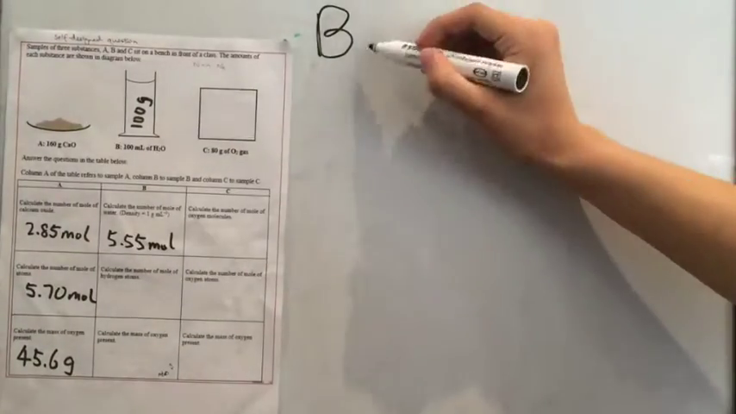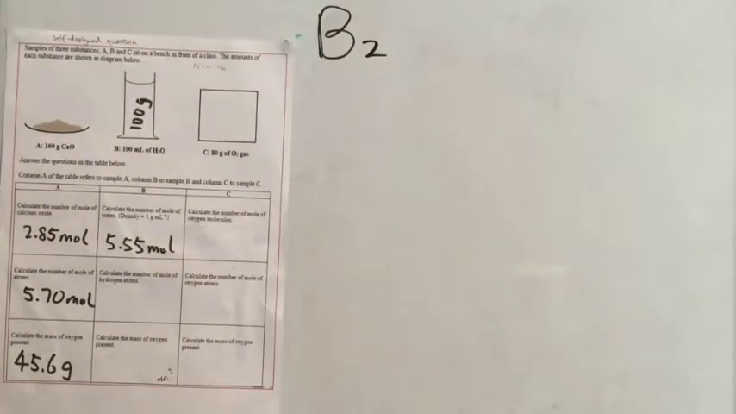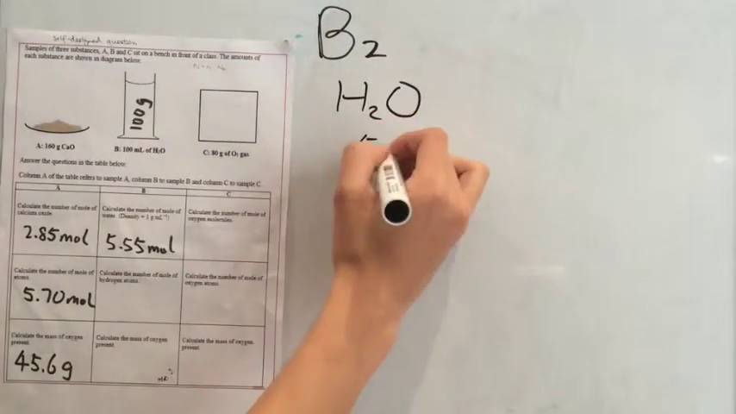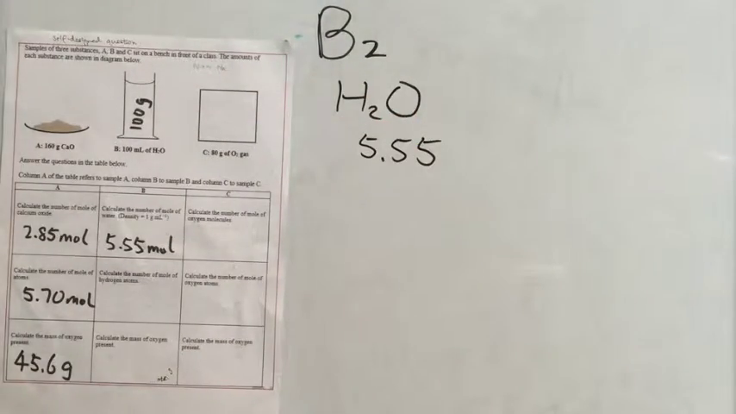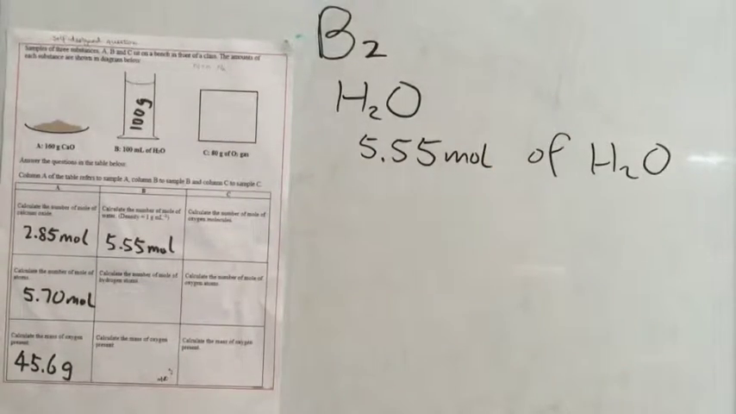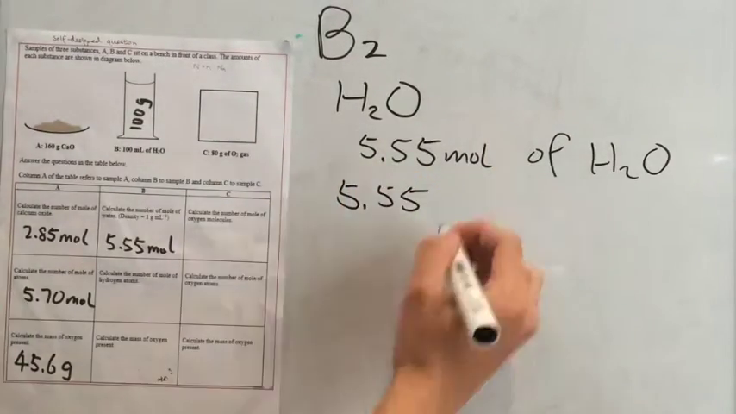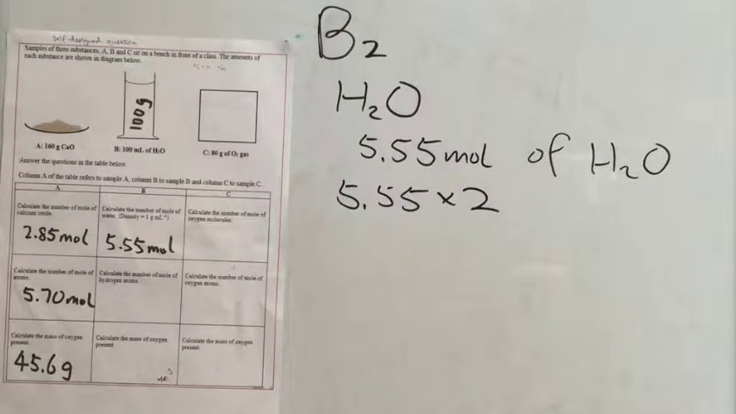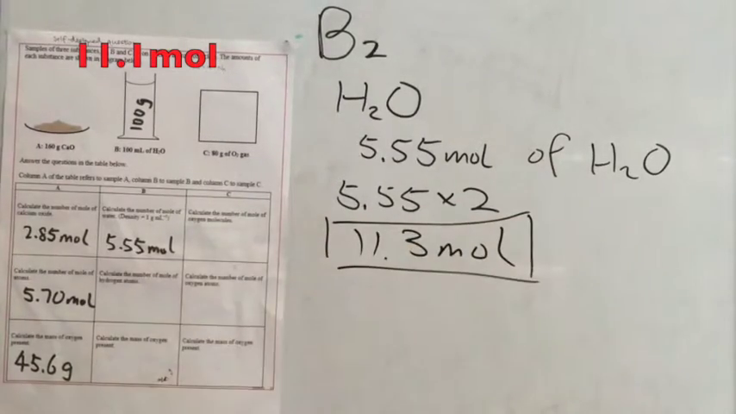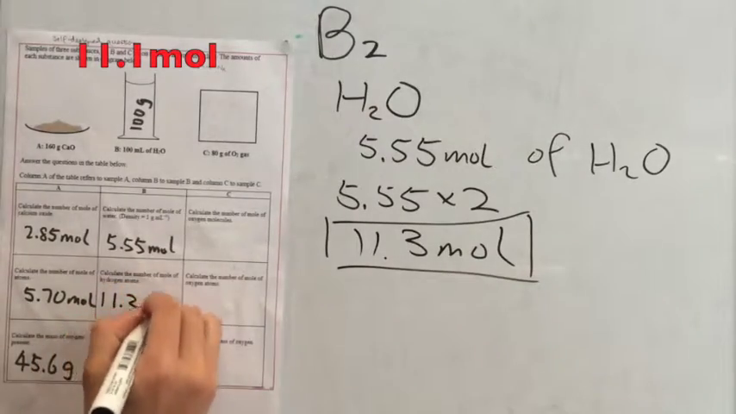For this next part, we're asked to calculate the number of moles of hydrogen atoms there are. So we know from the previous question that there is 5.55 moles of water in 100 mL of H2O. And we know that for every H2O molecule, there are two hydrogen atoms. So you can simply times 5.55 by 2, and you will get 11.1 moles of hydrogen atoms.